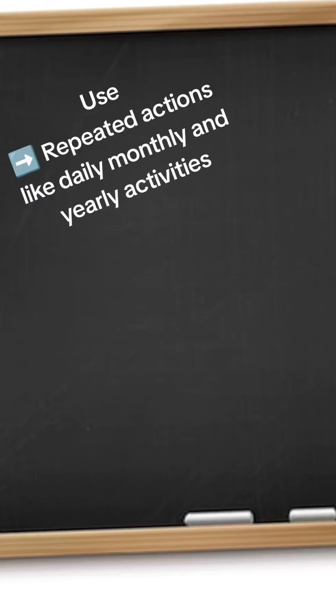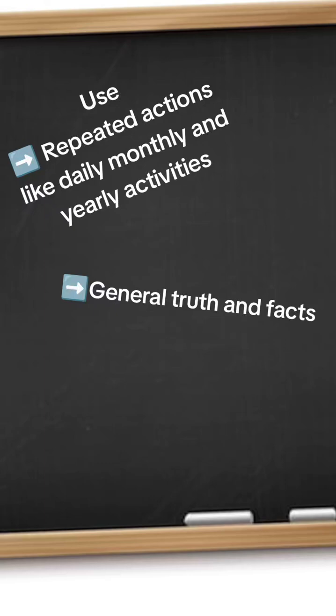Now, let's tackle the uses. Number one, repeated actions like daily, monthly, yearly activities. An action that is frequently repeated, never done, but there is a repetition. Or the opposite, negative form. I never go to the gym. I always go to the gym. Every Sunday I go to a party.